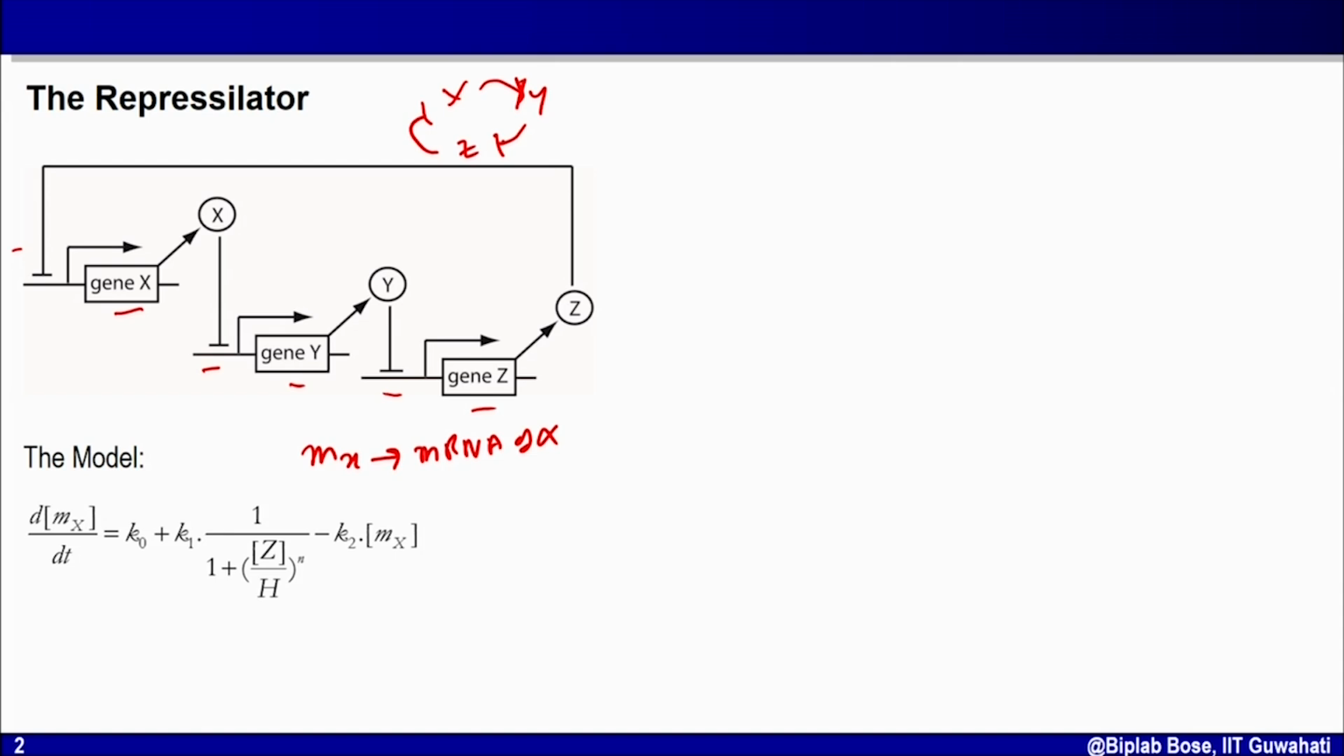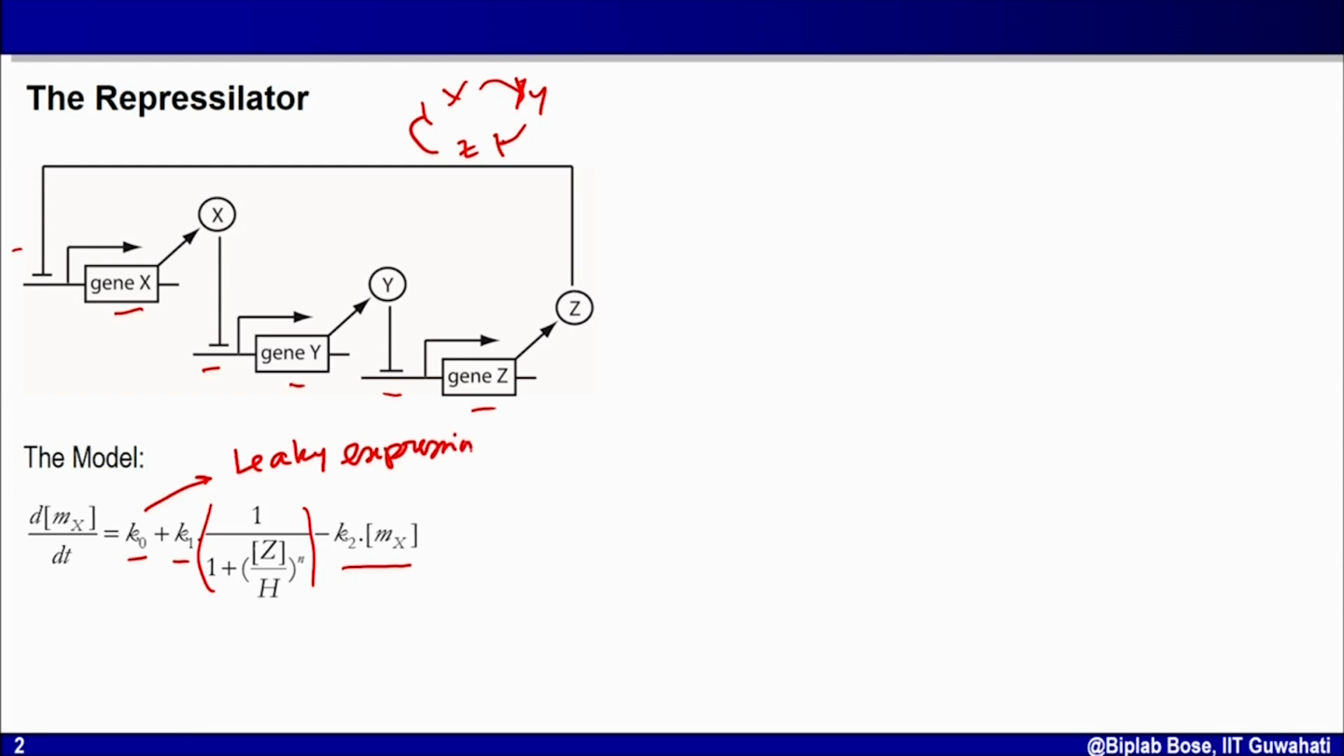So, if I write the first ODE for rate of change in concentration of mRNA of X, that is dmx/dt, that will be equal to what I have written here. Look at the equation carefully. K0 plus K1 into a Hill function minus K2 into mx. So, let us look into each of these things carefully. What are they? The first one is for leaky expression.